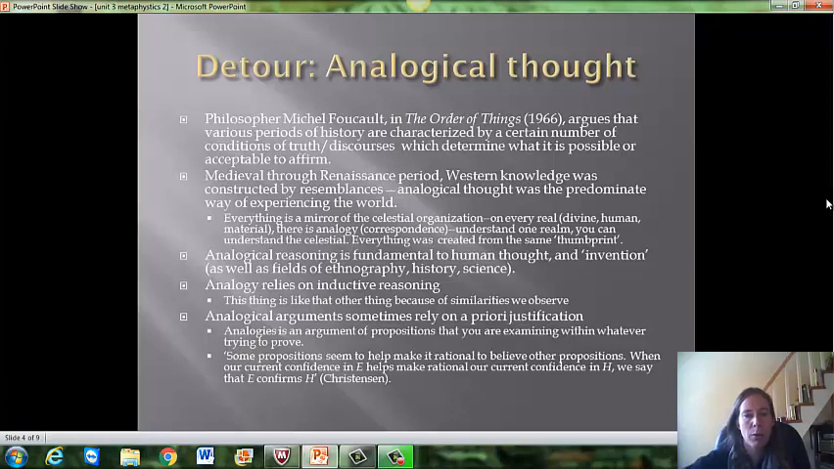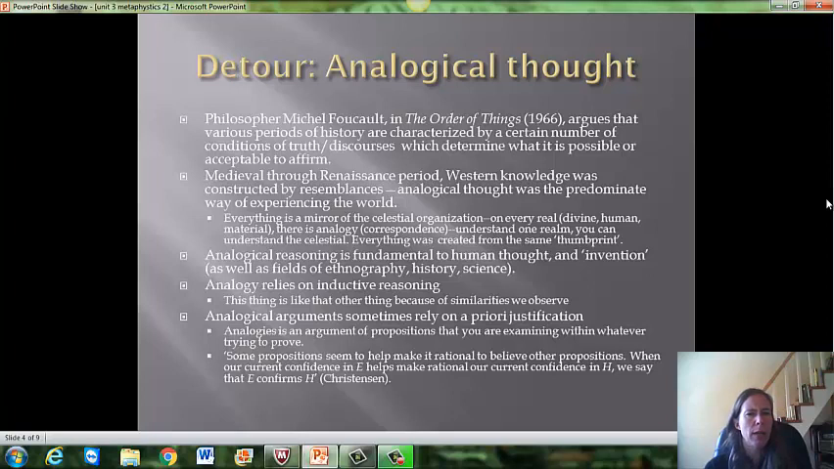Now, it relies on inductive reasoning: this thing is like some other thing because we have observed these different similarities, and we can observe all these little things and put forward this justification. Some people say that analogical arguments rely on a priori justification, where you argue that the propositions in this thing I'm examining are the same in this other thing I'm examining. So we're talking about a priori and that universal generalized theory that holds true across situations. It's the same here as it is there. When we're talking about a priori, we mean that kind of justification.